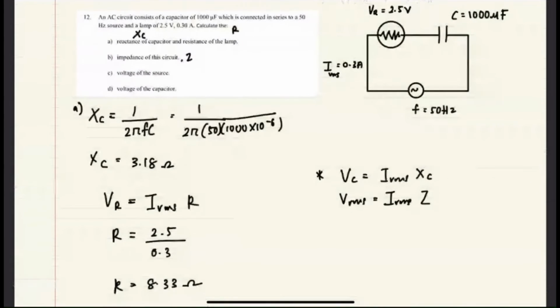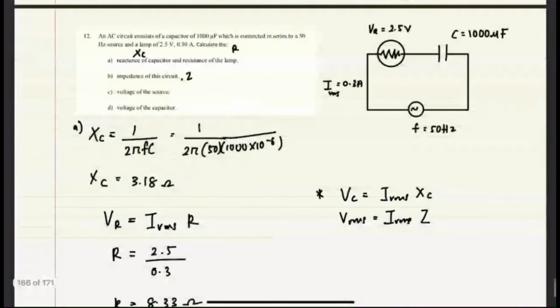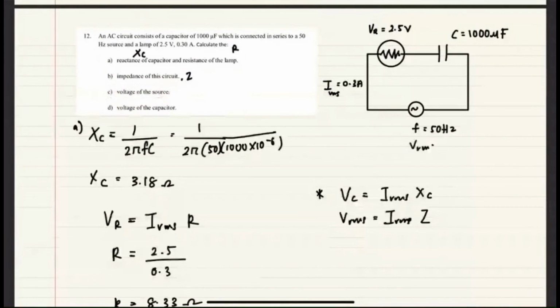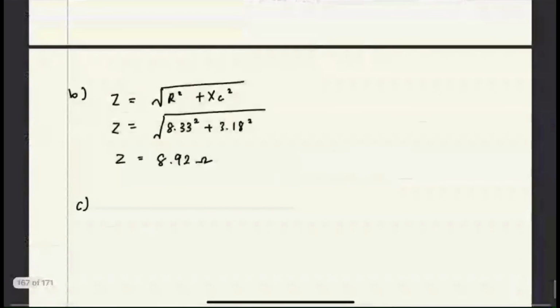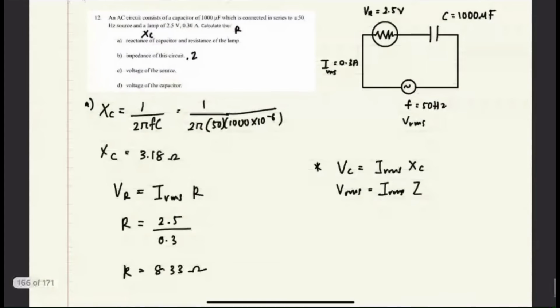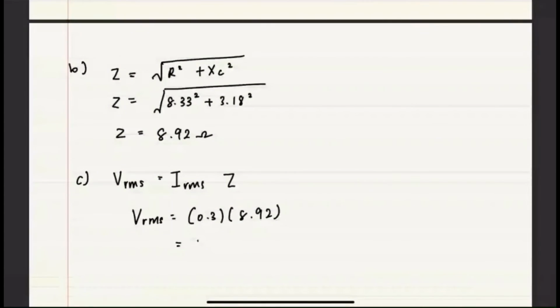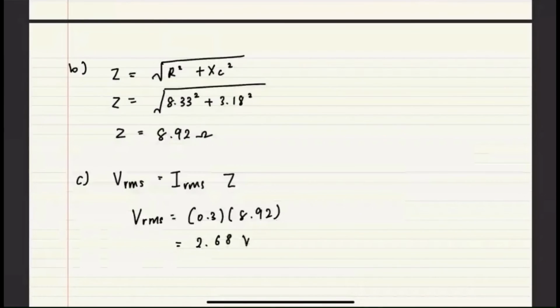Sorry, that was B; I wrote it wrongly. For C, they want to find the voltage of the source. As I said, to find the voltage of the source, it is VRMS, whose partner is always IRMS Z. So VRMS equals IRMS Z. The current is always the same, 0.3 ampere, and Z is 8.92. So you should get 2.68 volts.